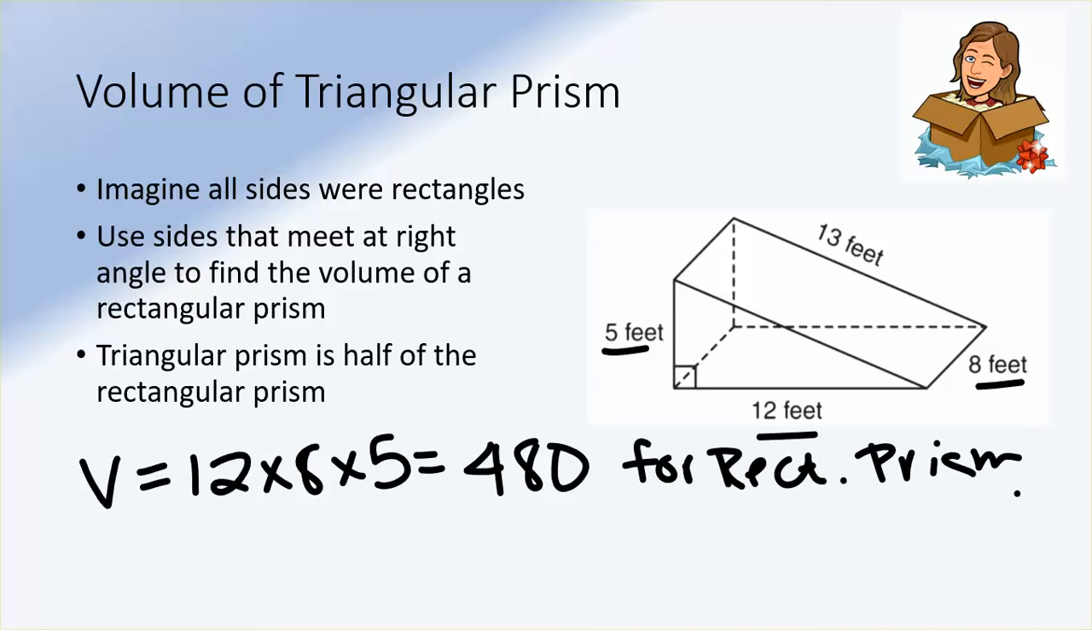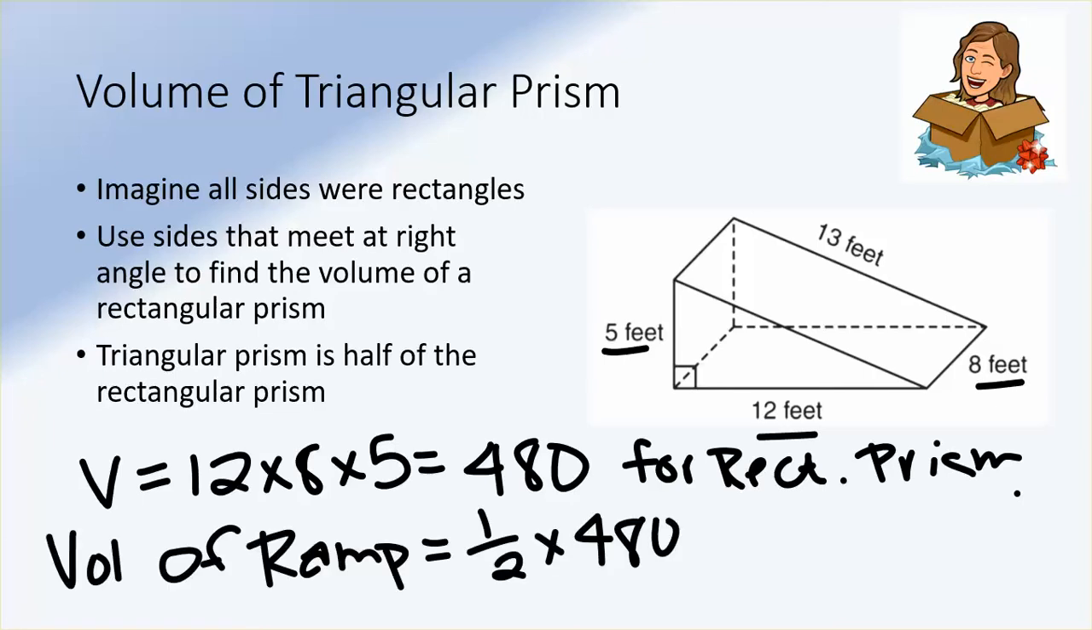However, in this case, I have that sloped ramp. I want the volume just of that ramp, which is half of the rectangular prism. So the volume of my ramp would be 1/2 times 480, or 240 feet cubed.